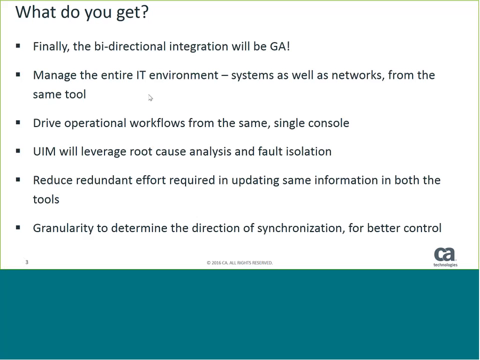As I said, the story remains the same, right? We want to make sure that we have these key capabilities within the portfolio, systems management through UIM, network management and fault through Spectrum. We want to make sure that the users of both these tools are able to leverage these capabilities across the tools seamlessly as much as possible. So a Spectrum user will be able to not only see the topology, root cause, and fault isolation across the systems environments, the UIM user now will be able to leverage the fault management and root cause analysis from Spectrum within the UIM console itself.